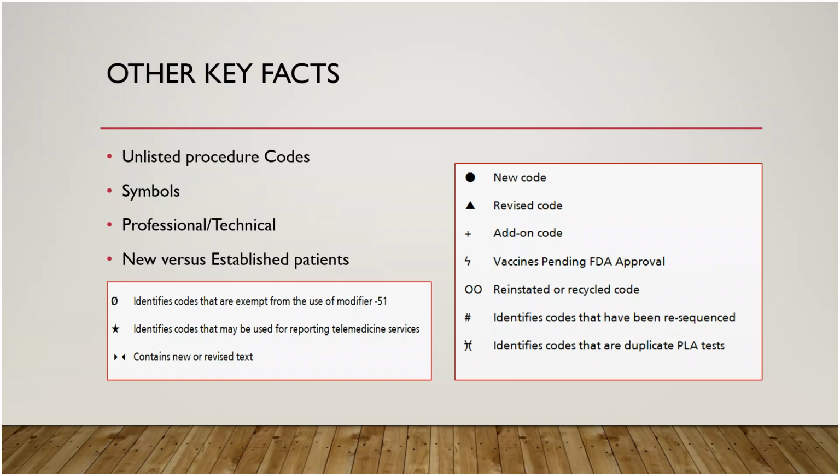Symbols. So we have multiple symbols, and they're located in the front of your CPT to give you a definition of each one of the symbols, and they are listed across the bottom throughout your CPT book, so you can access and reference them quite quickly. So we do see one that contains new and revised text. The information that is between those two triangles facing each other is what has changed from one year to the next. The filled in bullet is a new code.